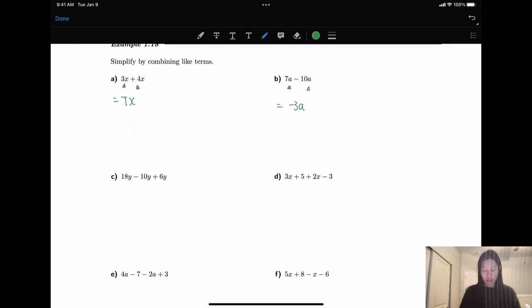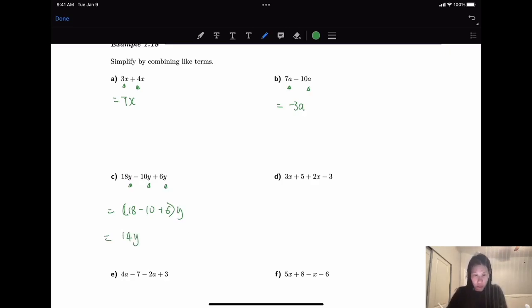So the next one is 18y minus 10y plus 6y. They all have the same variable y. Now we can combine the like terms. Add or subtract the coefficients, which is 18 minus 10 plus 6, and then we write down the y. So I have 14y.